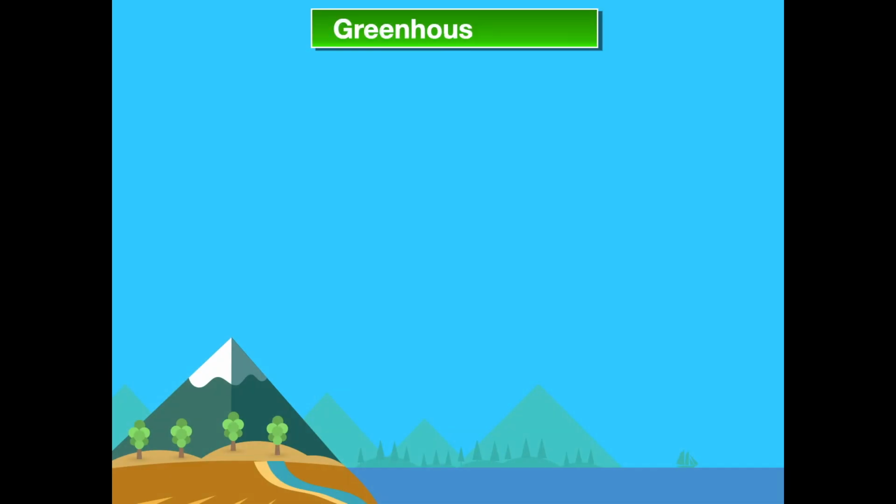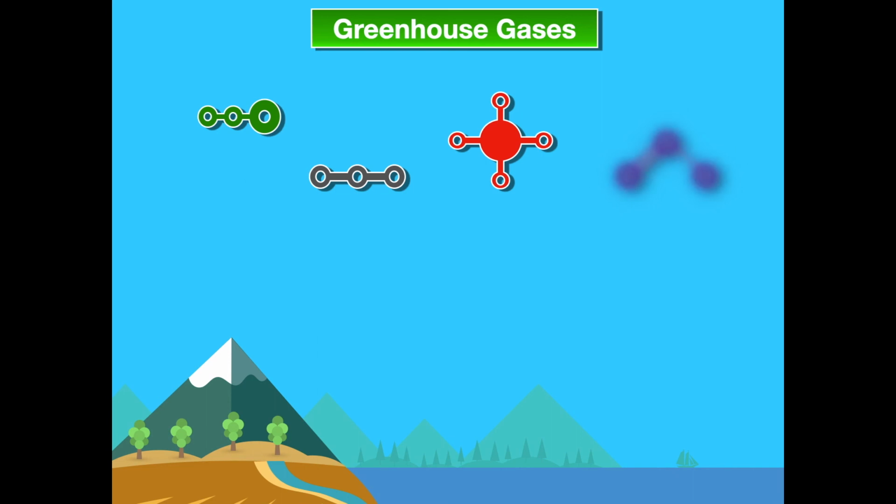So when we think about greenhouse gases, all they are is gases that are going to transmit that infrared radiation, or that energy, back to the surface of the Earth. And there are going to be four types of greenhouse gases. The four most common are going to be nitrous oxide, carbon dioxide, which we're talking about now, methane, and ozone.